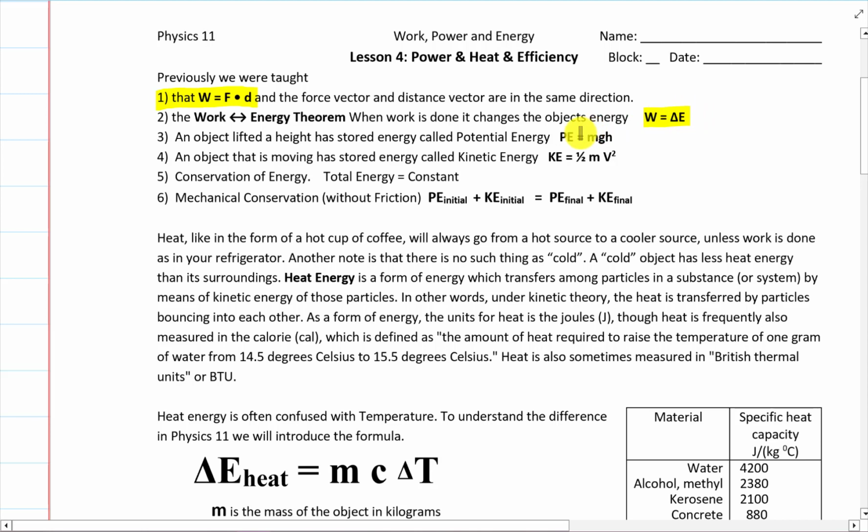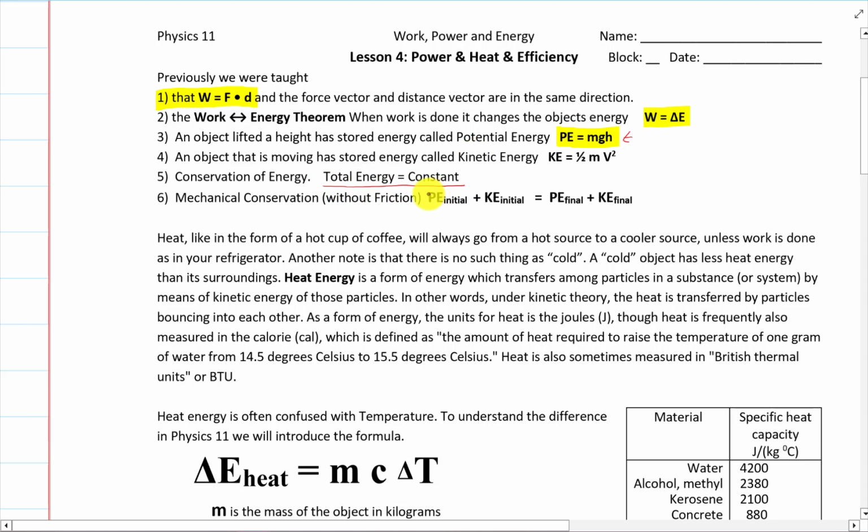We also learned in that lesson that gravitational potential energy is mgh, and we have to determine where the h is being measured from. That's an important part. And kinetic energy is 1/2 mv squared. V is the speed, not the velocity. Direction doesn't matter. And then we talked about conservation of energy, that the total energy in a system remains constant.